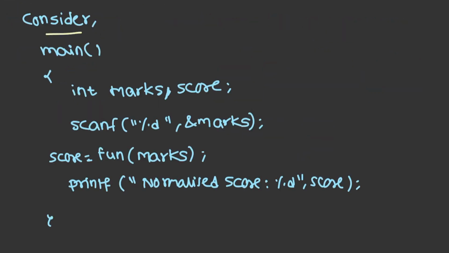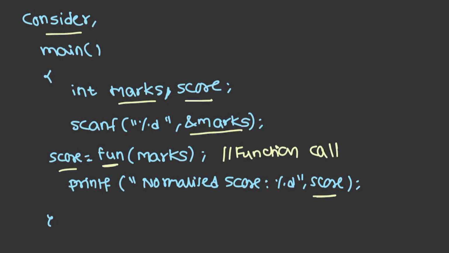Consider this example. It is taking two variables, marks and score. It is taking the input of the marks and providing the score for us. So we have defined a function fun and we have called it. This is called a function call. Now we make a function call from the main function. The program execution starts from the main function.